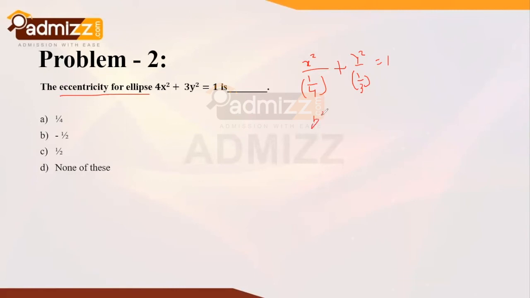B square is equal to a square into bracket 1 minus e square. So b square value 1 by 3 is equal to 1 by 4 into bracket 1 minus e square. So this 4 value goes over here. 4 by 3 is equal to 1 minus e square. Therefore it is none other than, what will happen?